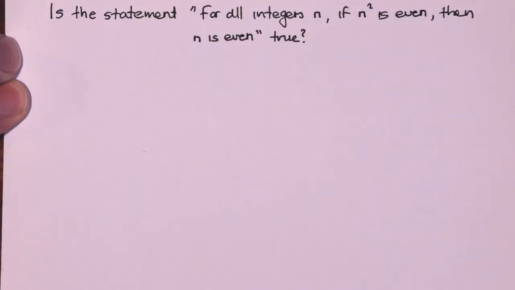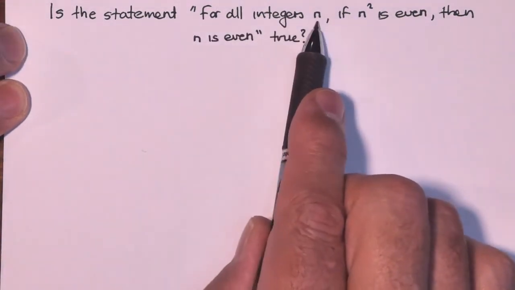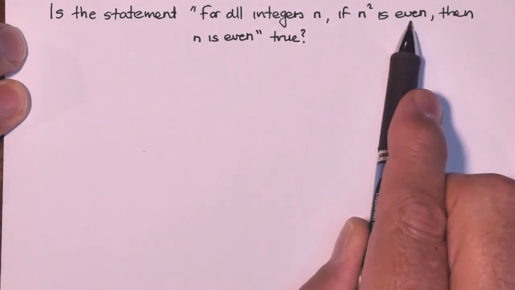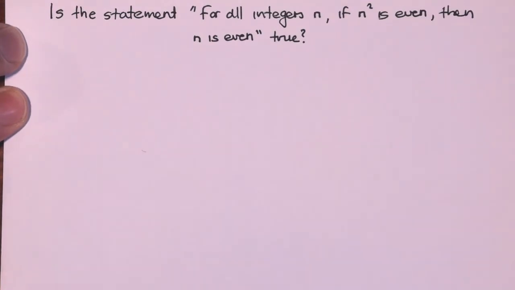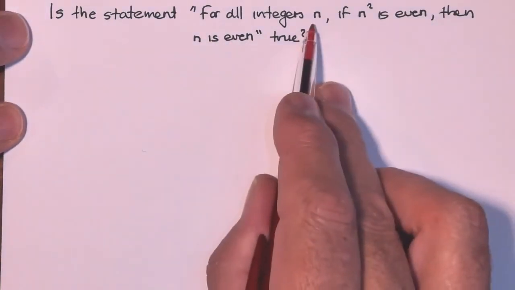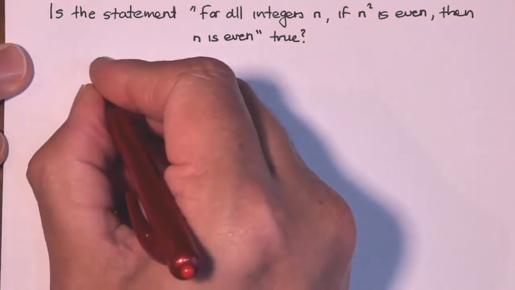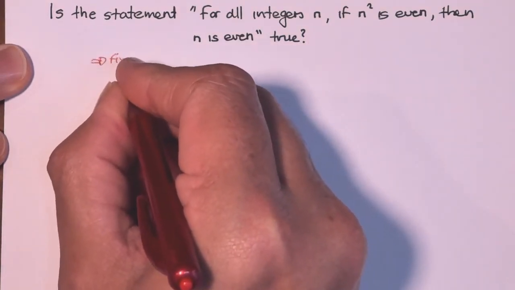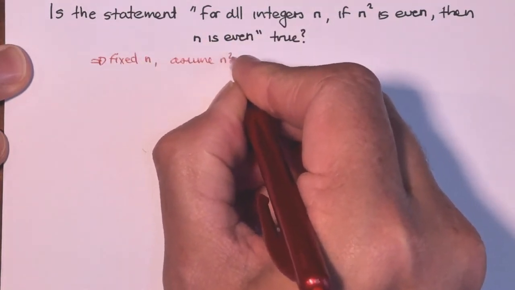Let's look at our next statement. It says, for all integers n, if n squared is even, then n is even. Is that statement true or not? We can attempt a direct proof. A direct proof of this statement would require fixing an arbitrary value for n and assuming that n squared is even. So let's say we fixed n, we assume n squared is even.